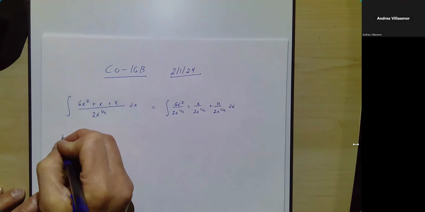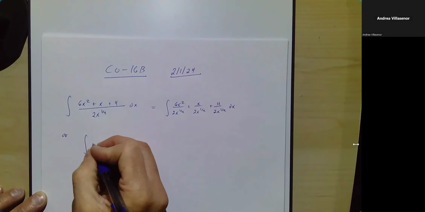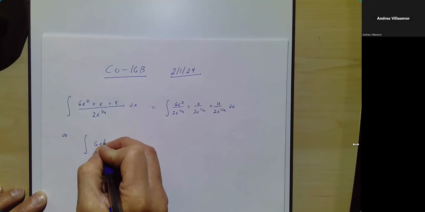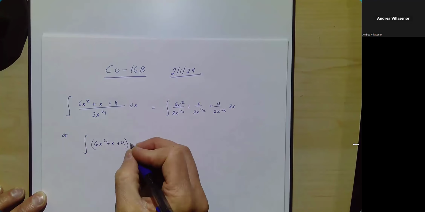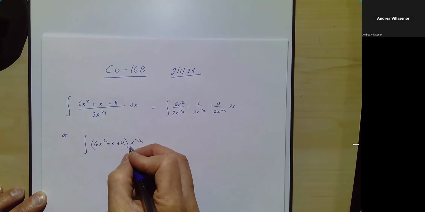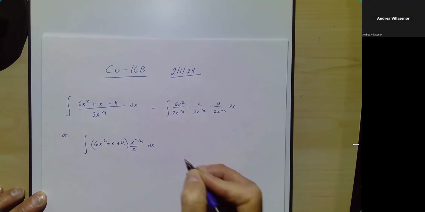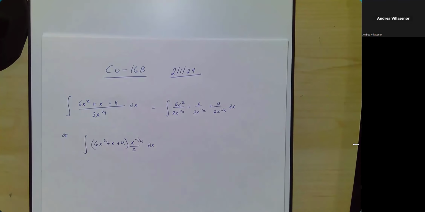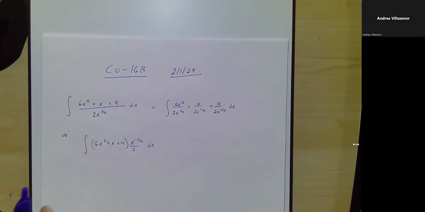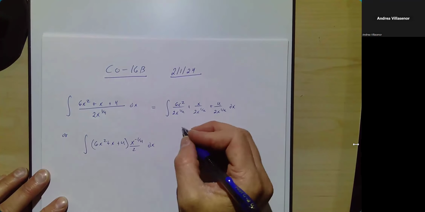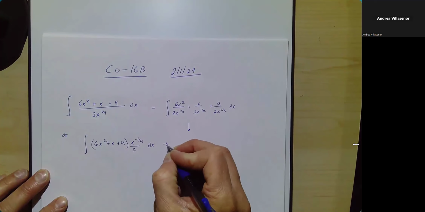Or if you prefer, you can write it as the integral of 6x squared plus x plus 4 times x to the negative 1/4, still with division by 2, dx. Either way is fine. I happen to be more of a fan of this first way of doing it. Either way should get you to the same place, though. Whichever way you do it should end up with the integral.